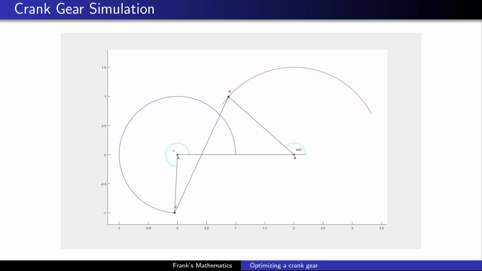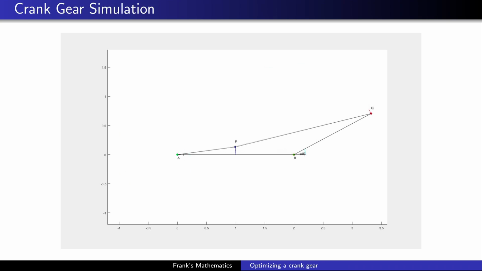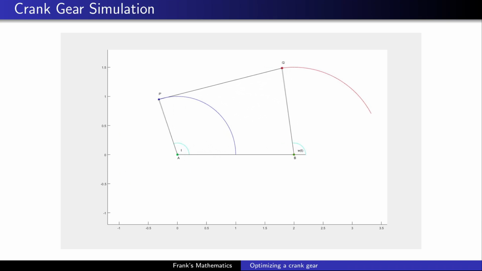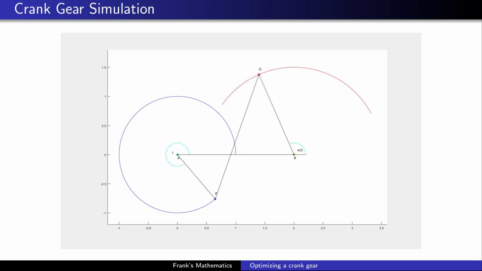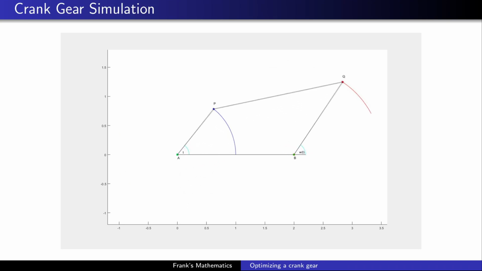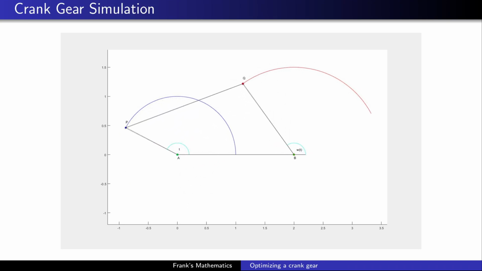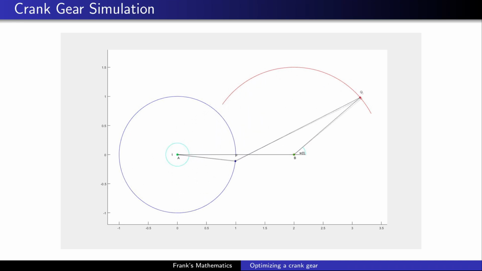I added the movement of the point P and of the point Q and some angles. The angle at the point A is called T, and the angle at the point B is called omega of T. And you can see the point P is making a whole circle, while the point Q is moving parts of a circle.